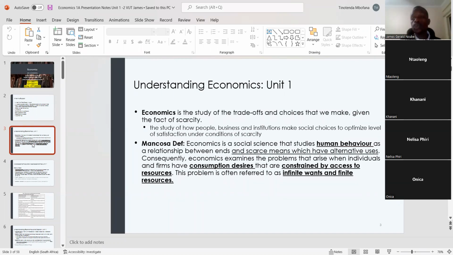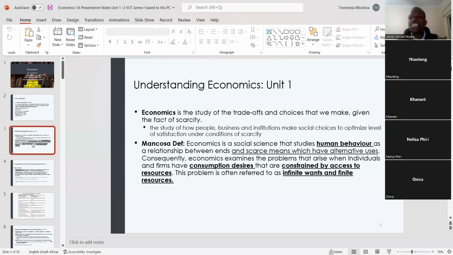So because these resources are limited, we can only produce a limited number of goods and services. We can only produce a limited number of cars. We can only produce a limited number of computers. We can only produce a limited number of cabbages. So we have to make a choice. Should we produce cabbages? Should we produce computers? Should we produce medicine? Should we produce cell phones? It depends on the number of resources that we have at the end of the day.